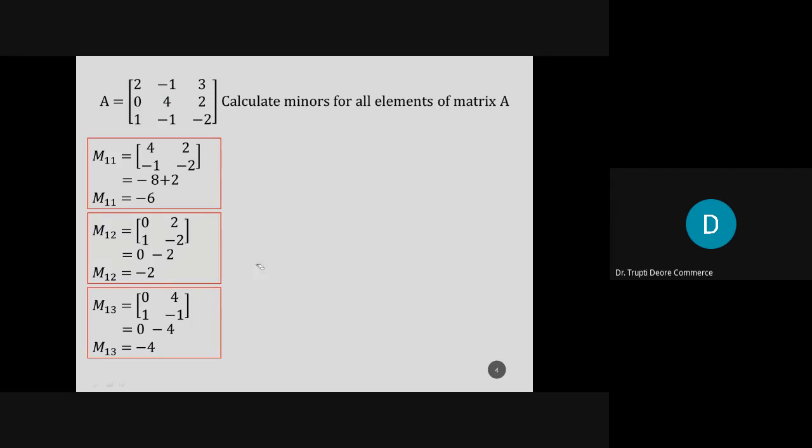So we have found all three for the first row. Now we'll go for the second row. Now the second row, first column. This row is cancelled and this column is cancelled. So the remaining elements are minus 1, 3, and minus 1, minus 2. Then you will calculate the determinant. Minus 1 into minus 2 is 2, and 3 into minus 1 is minus 3. So minus becomes plus, 3 plus 2, you get the minor M21 as 5.